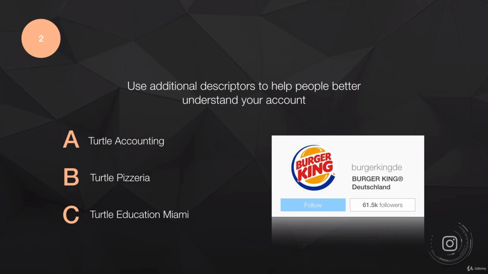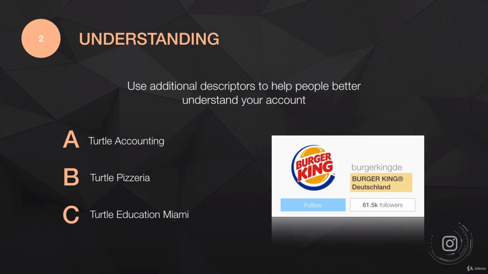Now you're more likely to follow than if they were called Tom Jones and you have no idea what they do. So creating an understanding using your name is also really important. So you can use additional descriptors such as the motivation or the entrepreneurship to help people better understand your account.